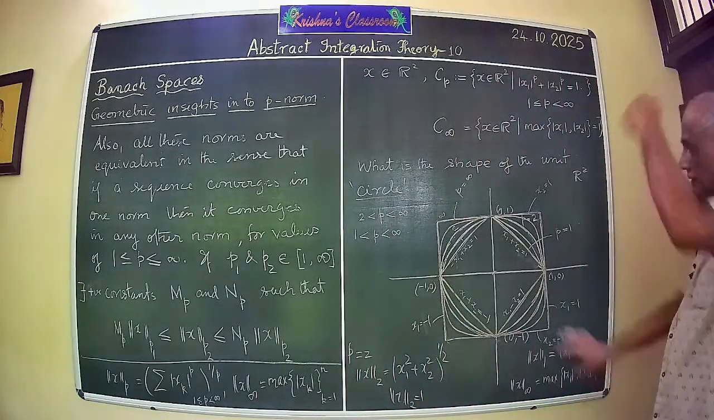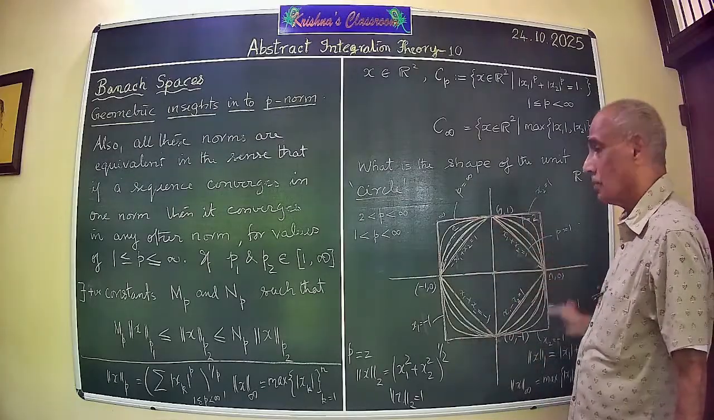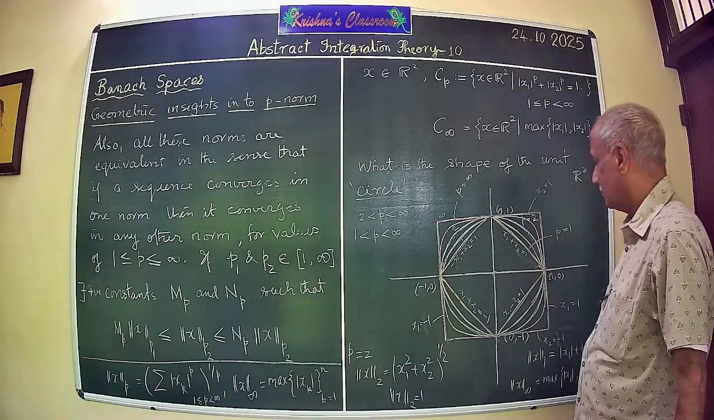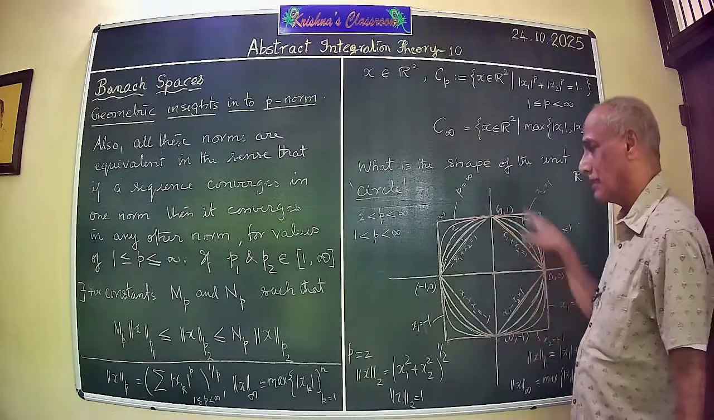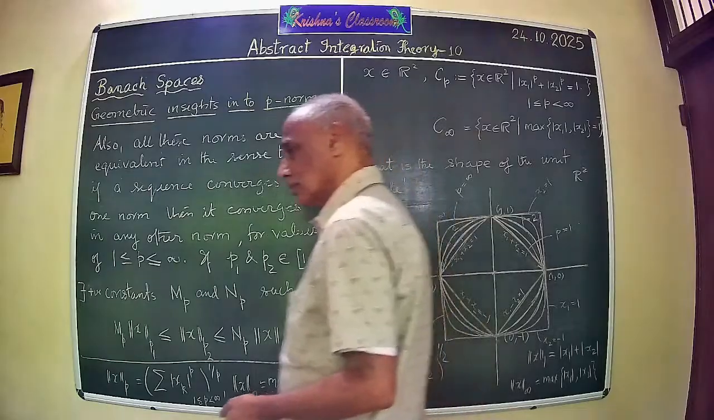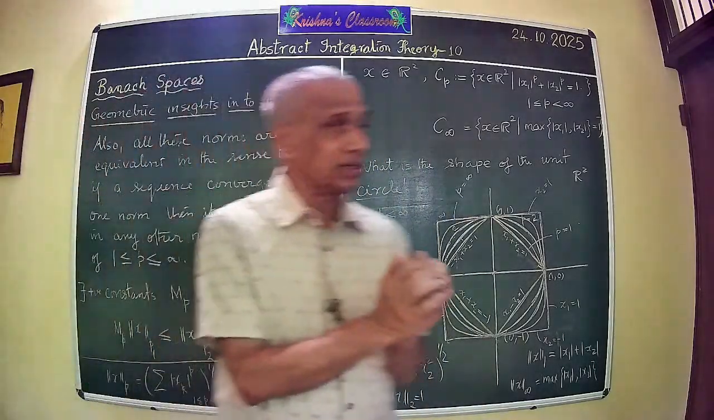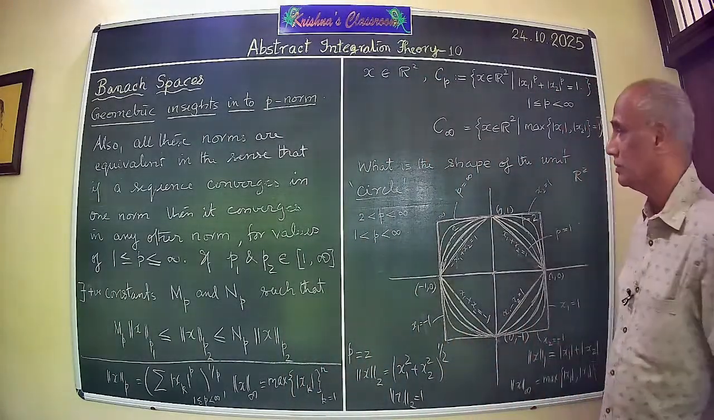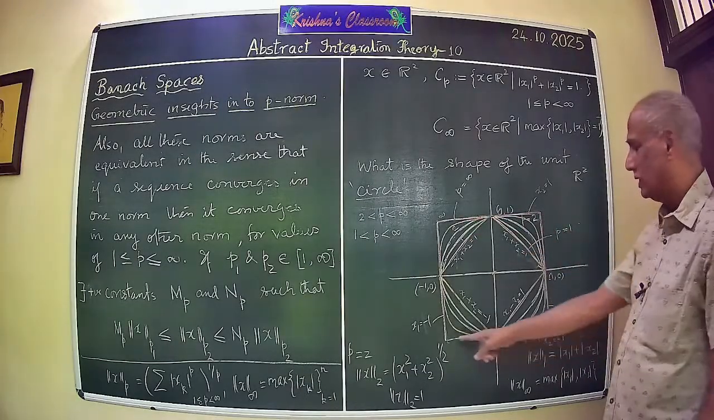Okay, this unit circle in a way describes the geometry of the space. So neighborhoods of points, what you call circular neighborhoods, are going to be of this shape with the corresponding p, taking the corresponding shape for the given p. Okay, so this is one. This gives some insight into the space.